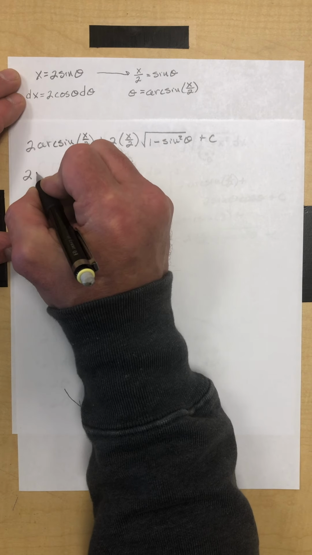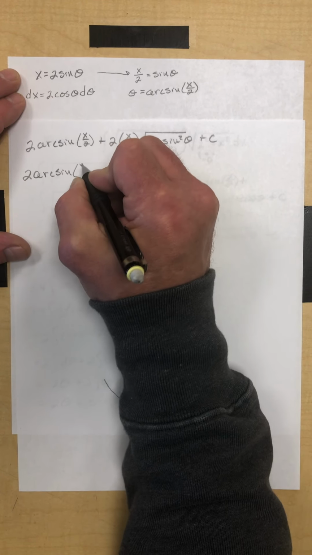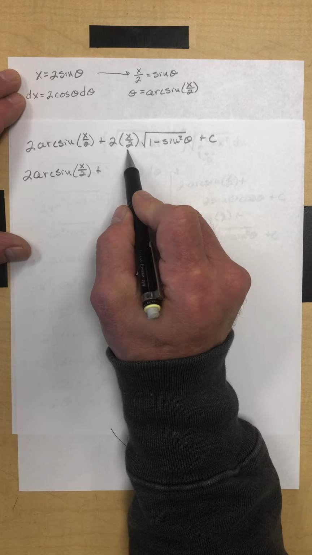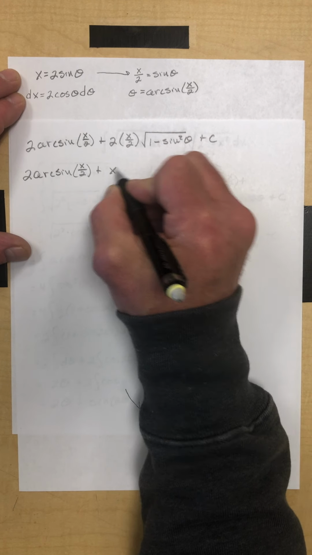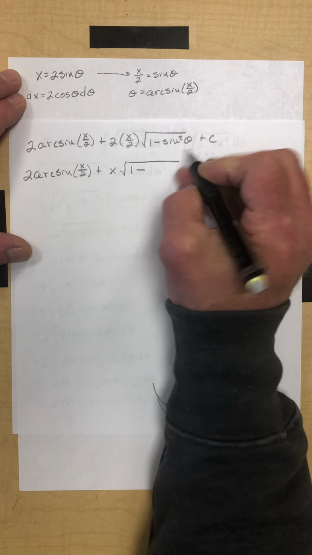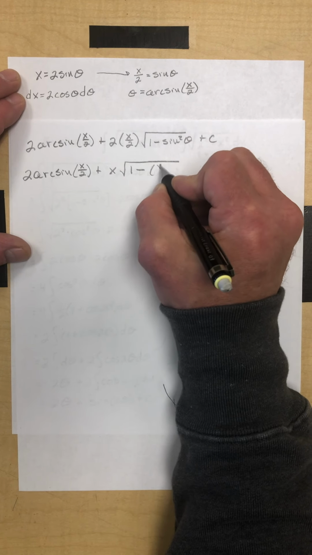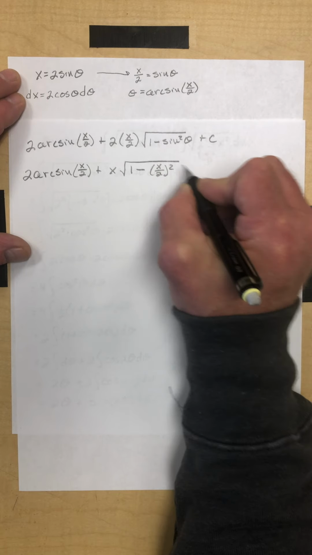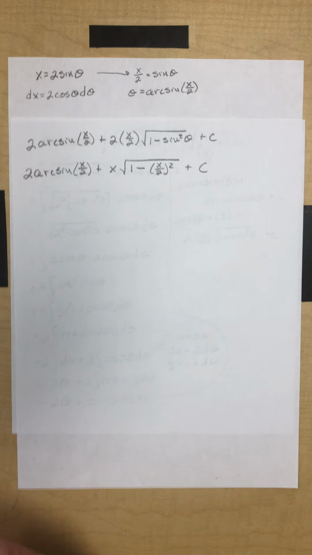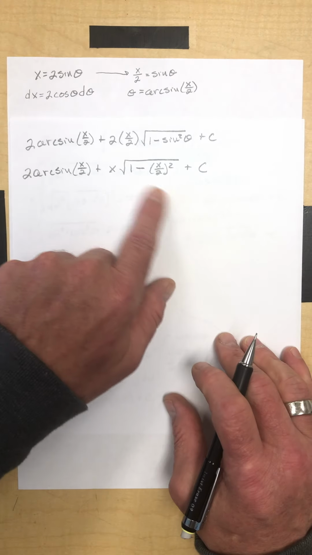Let's see, we have 2 arcsine of x over 2 plus, notice when I go 2 times x over 2, I just get x, times the square root of 1 minus, and sine theta is just x over 2, so that's x over 2 squared, plus a constant of integration. And notice how we got rid of all the thetas. So now it's just a matter of cleaning this guy up.